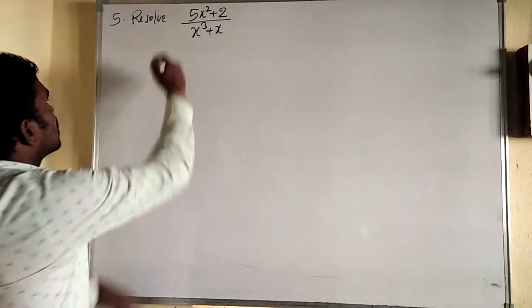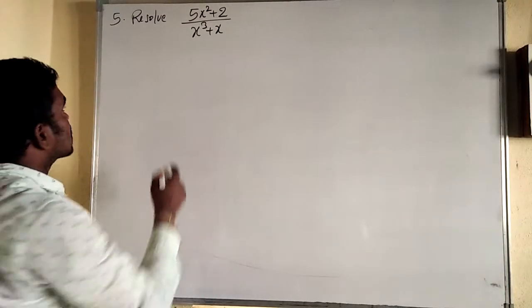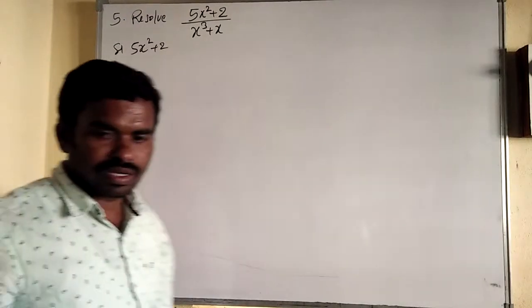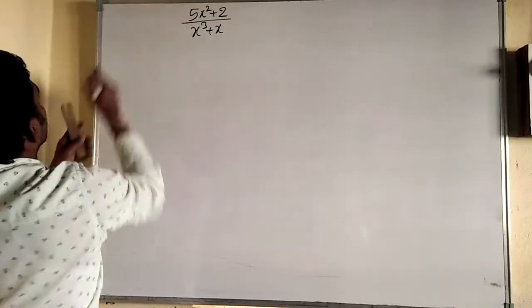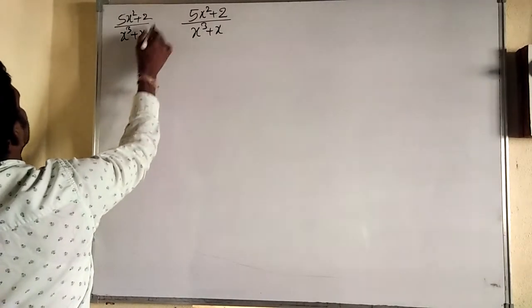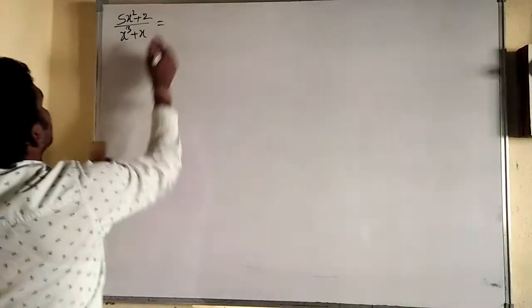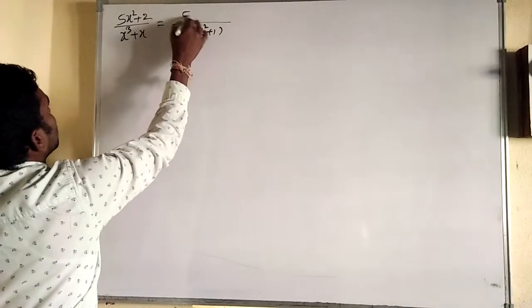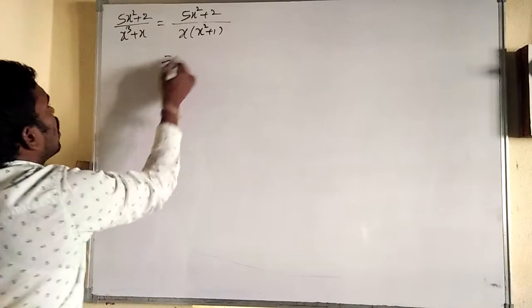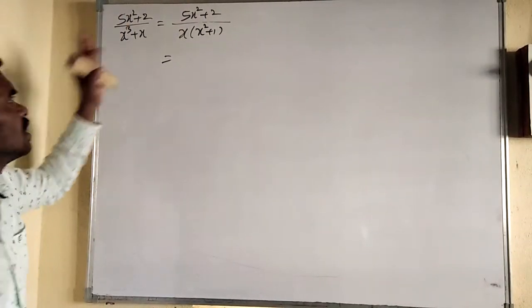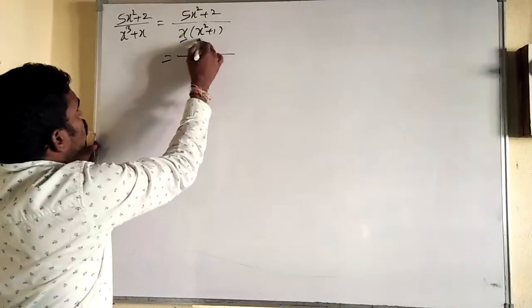Fifth one, please solve for (5x square plus 2) by (x cube plus x). See the solution. 5x square plus 2 by x cube plus x. So see, in the denominator you can take x common, then x square plus 1 is remaining, in 5x square plus 2. Always check: numerator power less than denominator power, okay? Then proceed.